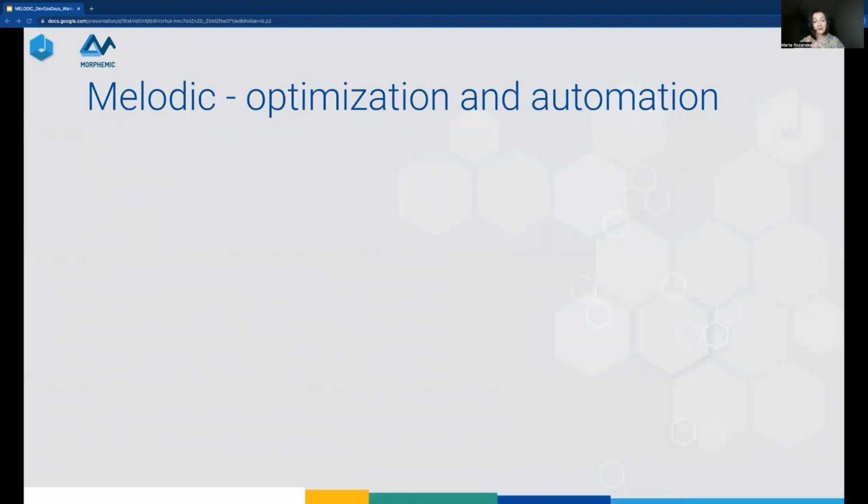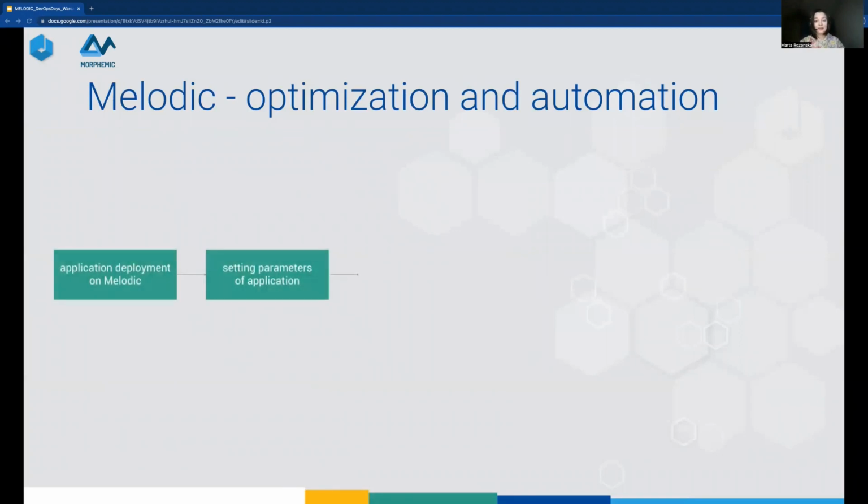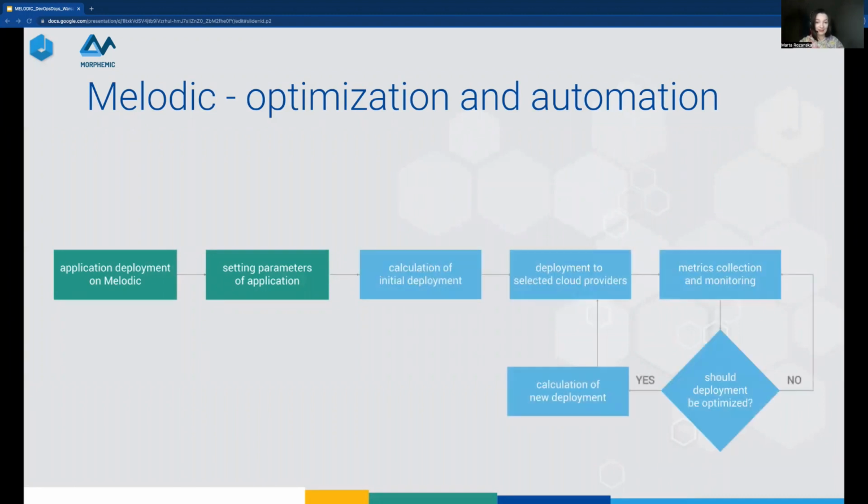So, how does Melodic work? Firstly, the user needs to create a CAMEL model for his application and set up initial parameters for the application. After that, Melodic starts the work. It downloads the offers from cloud providers that the user has access to. It calculates the best cloud environment for the application and deploys it automatically.